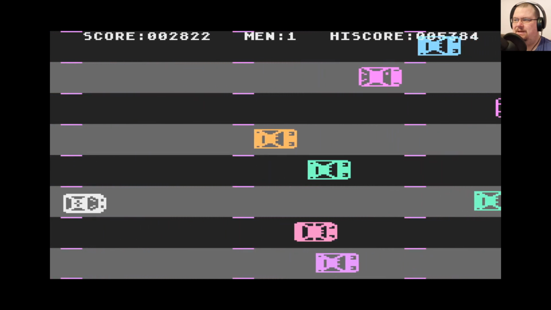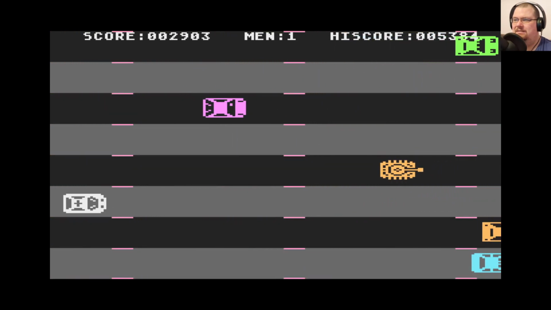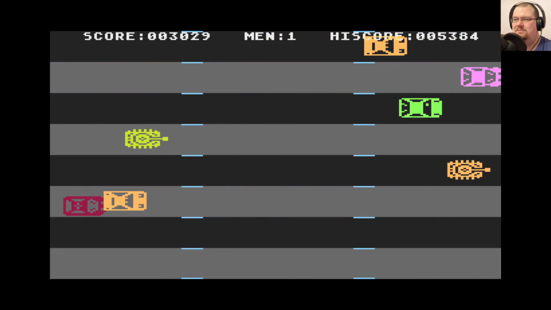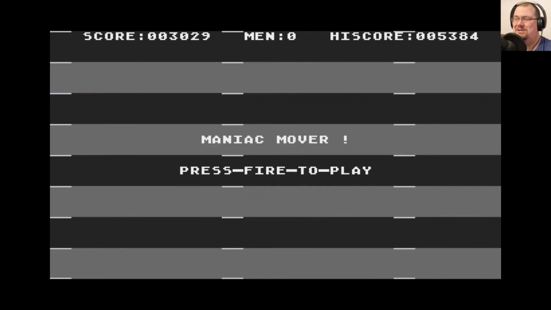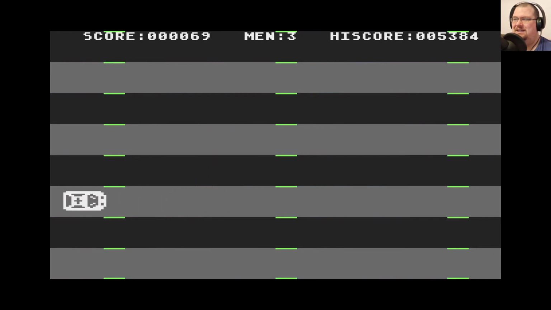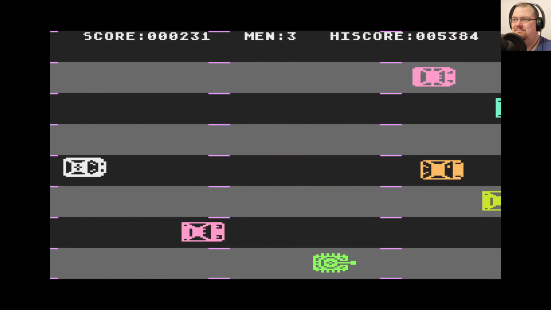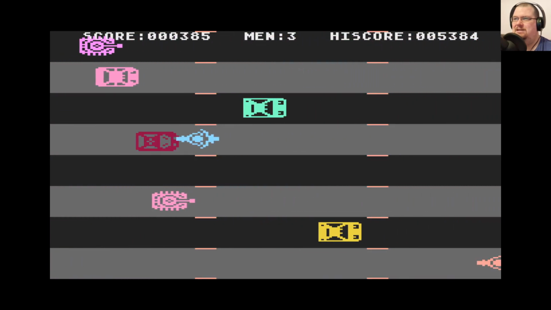And smashing straight into the back of you. Although it hasn't happened yet. Everything's coming from the front. Oops. That's what I get for staring at my score and not looking at where I'm going. But yeah, so if we accelerate, yes, it does go faster.